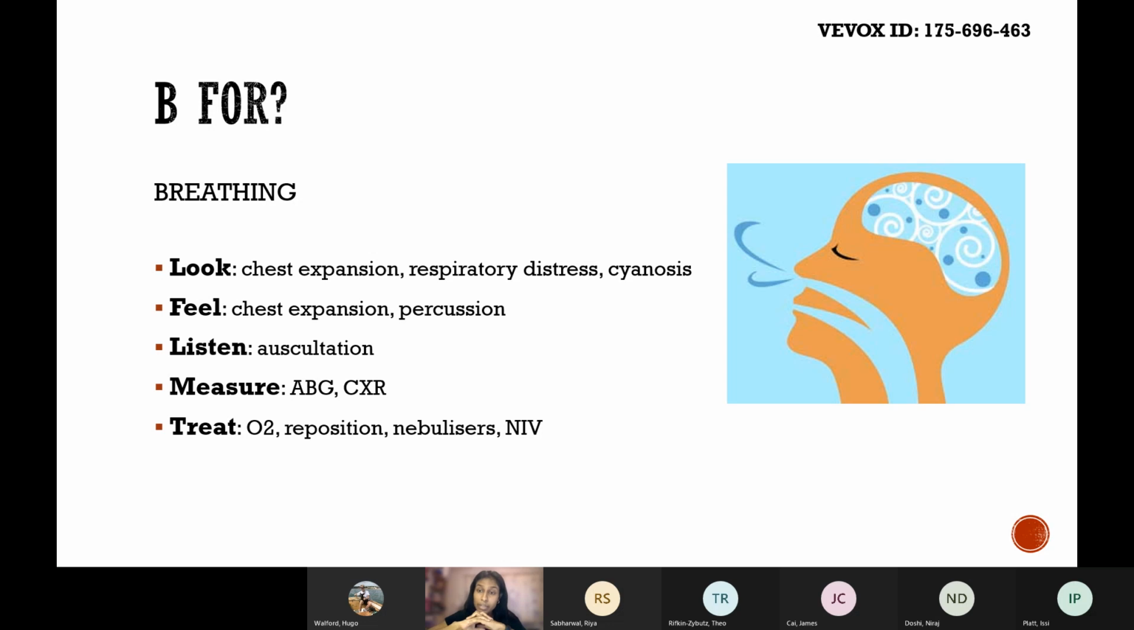Inhalers, yep, and you might be giving nebulizers at this point as well. Excellent, Hugo. I.e. salbutamol, yep, excellent suggestion. Anything else? What if I told you the oxygen saturations are really low? What are you going to be giving them?